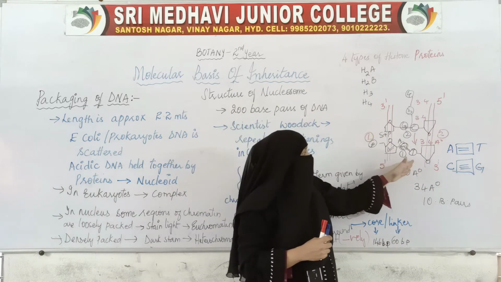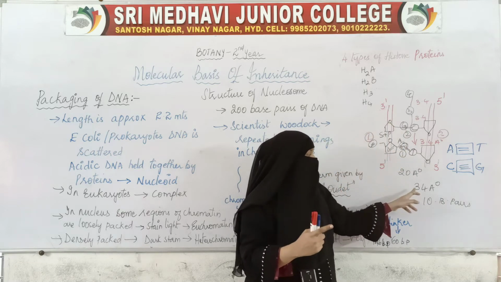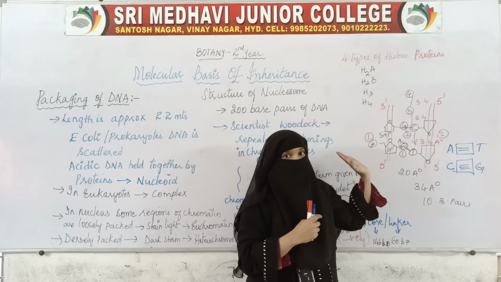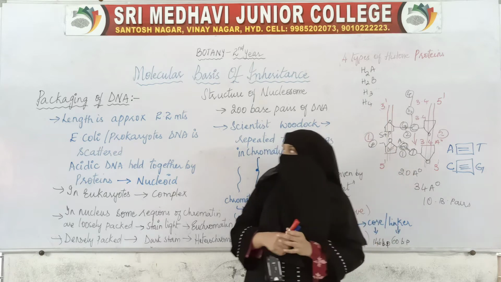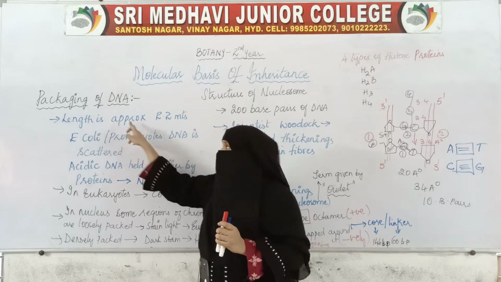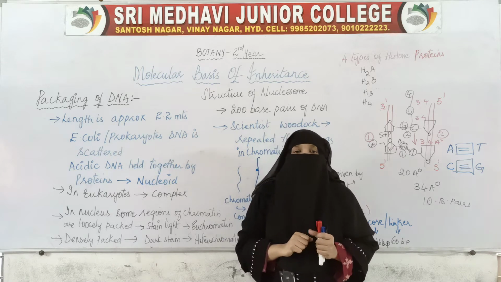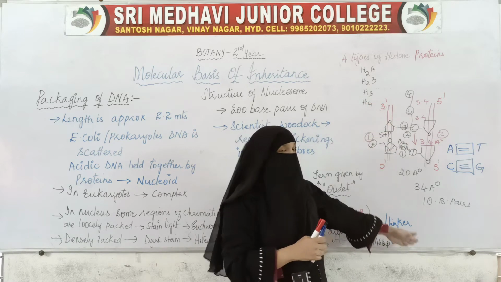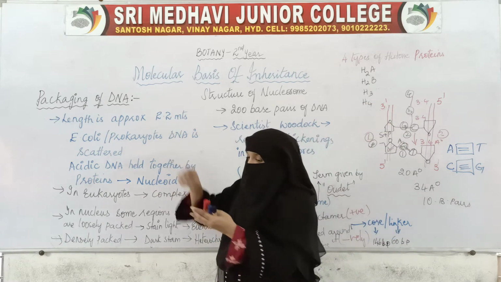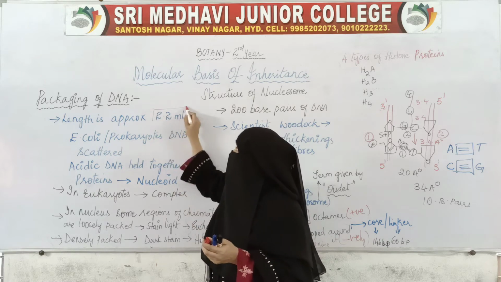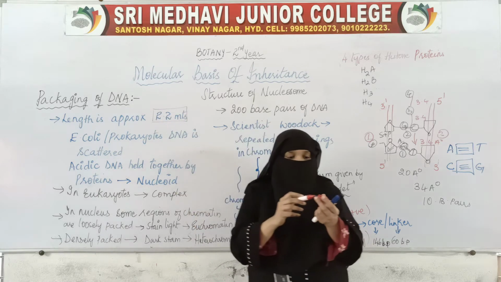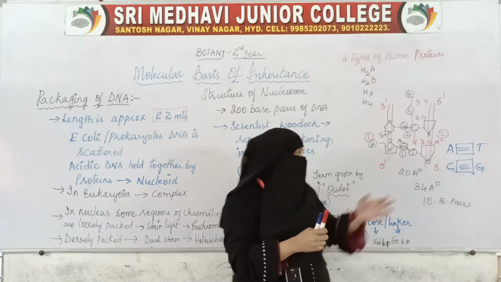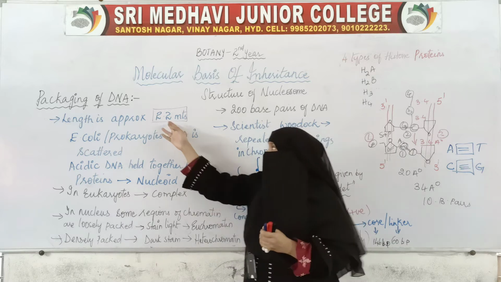In one turn we get 10 base pairs. So if we calculate now, the length of the DNA will be approximately 2.2 meters. We have 3 billion base pairs in a DNA, and if we calculate it with this distance, then we will get this length.